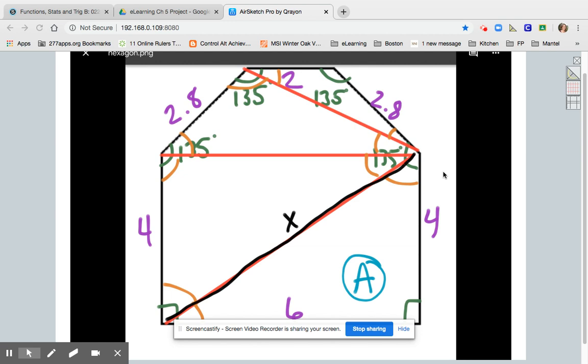So for that, why don't I just show the work? I'm going to do x squared equals 4 squared plus 6 squared. I take the square root, and I get approximately 7.2. So I'm going to change this now to 7.2, and maybe keep x equals there, so I have it in my picture and I can support the math that goes with it.